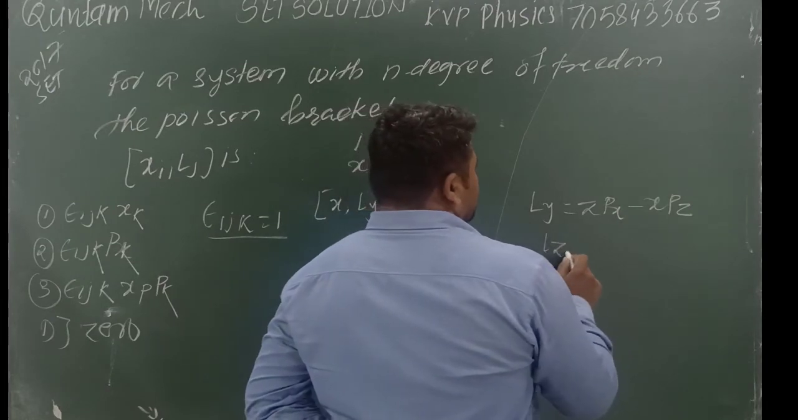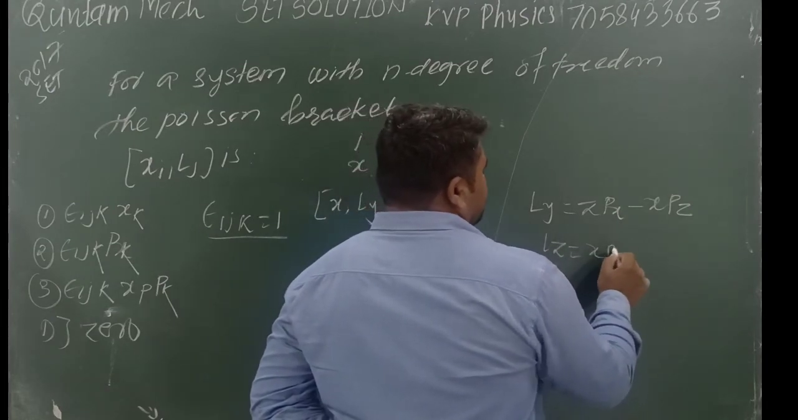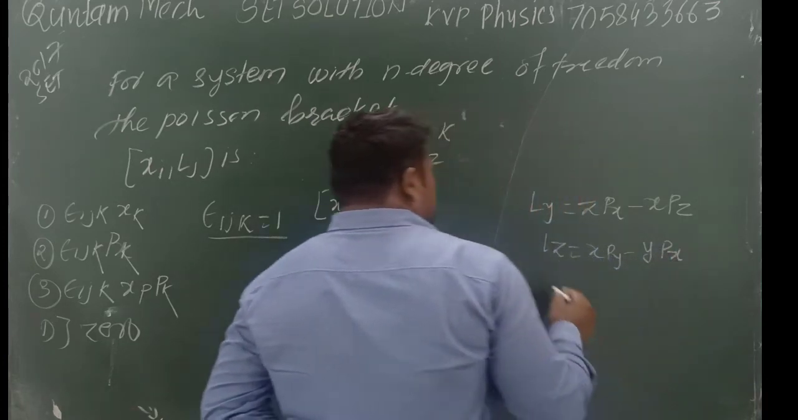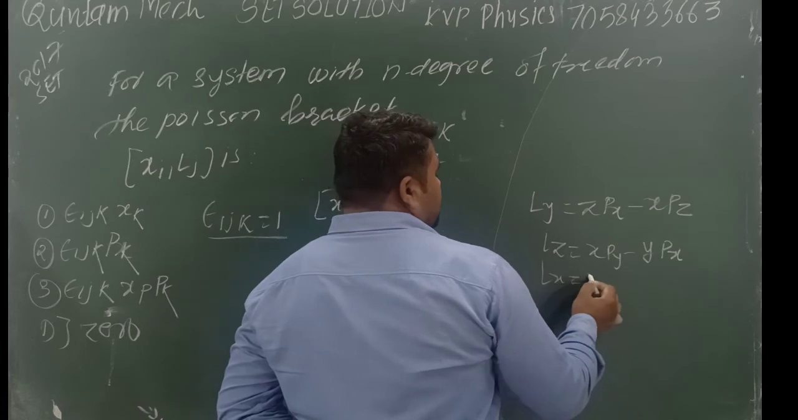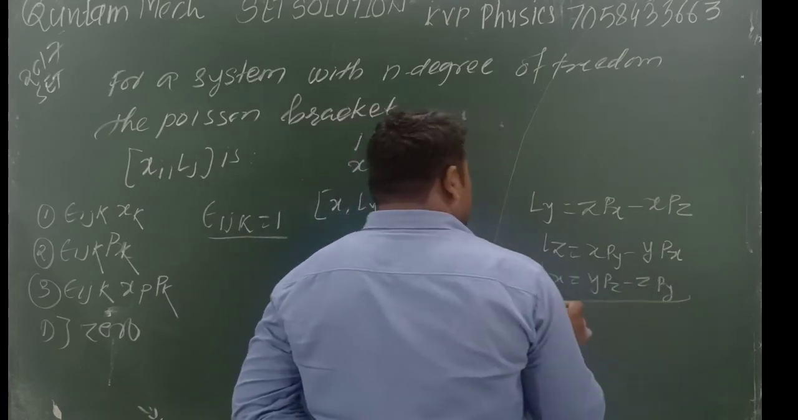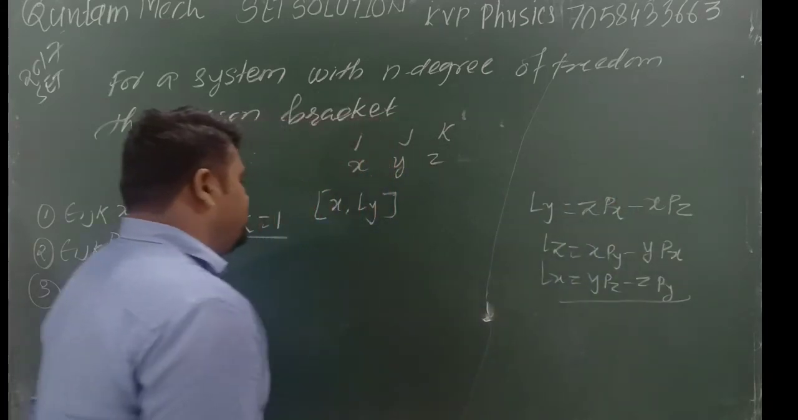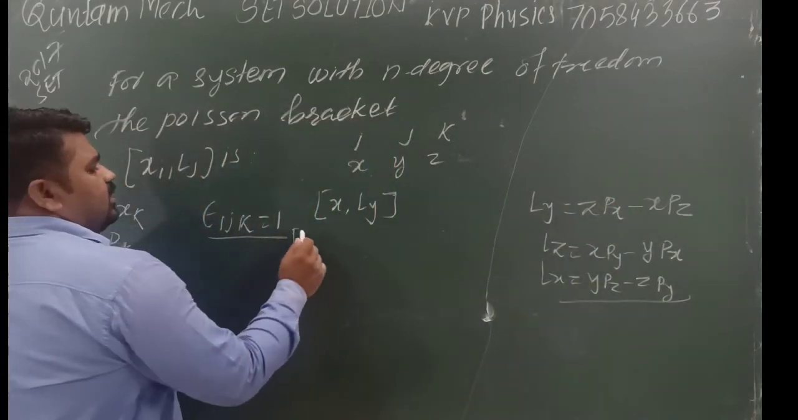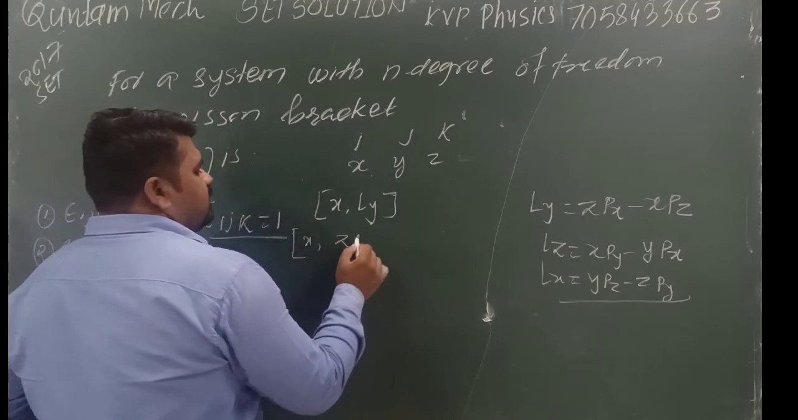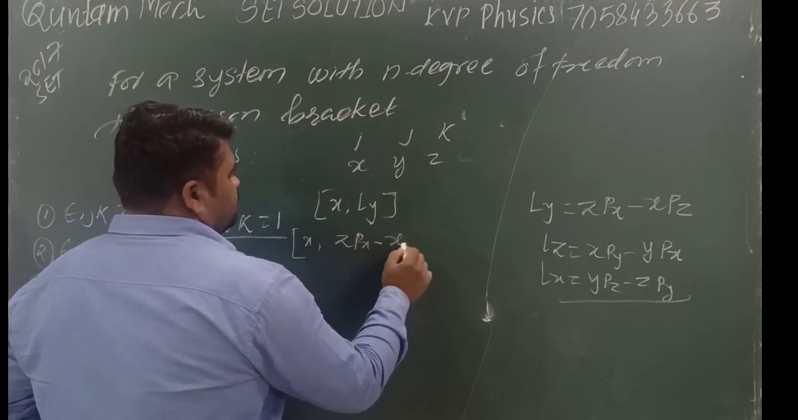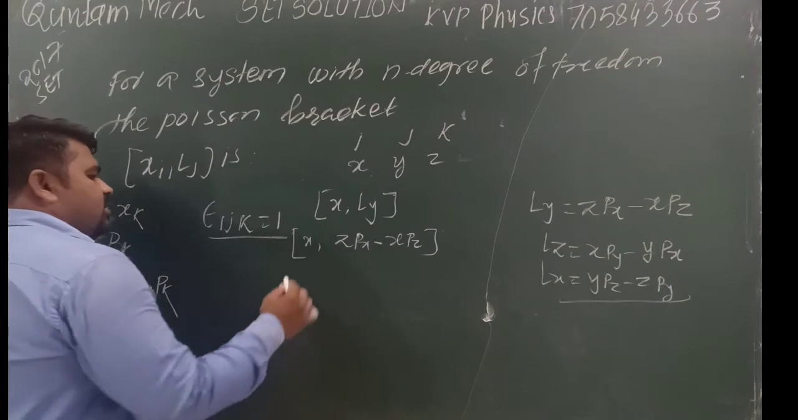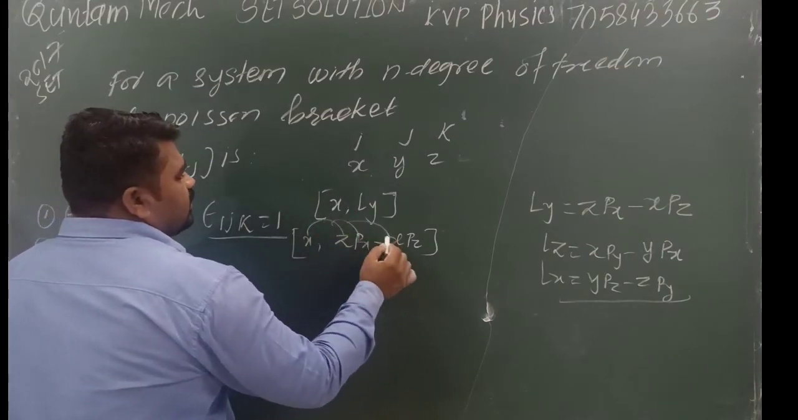Suppose they ask for lz: z after x, x after y, and this can be written as x py minus y px. Suppose we need to find lx: x after y, y after z, just interchange, y pz minus z py. That's it. This is the lx, ly, lz value. Now substitute these values in this equation. Then x comma ly, ly is equal to z px minus x pz. Got it? Take the commutation relations 1, 2, 3 and 4.